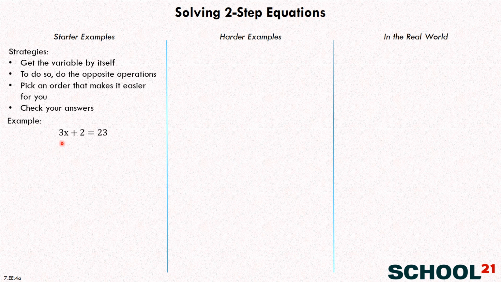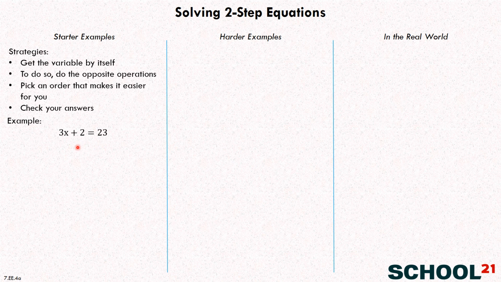You could divide everything by 3 to get rid of this 3, because then 3 divided by 3 would be just 1, and then you'd have x by itself. But you'd have to also divide the 2 by 3, so you have 2/3, and this 23, so you have 23/3. So you'd be working with fractions, not the end of the world, but it's usually not quite as easy to do. So maybe we should try the other way first, which would be to get rid of this 2.